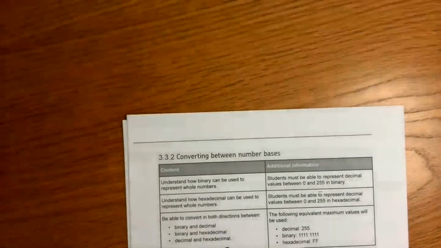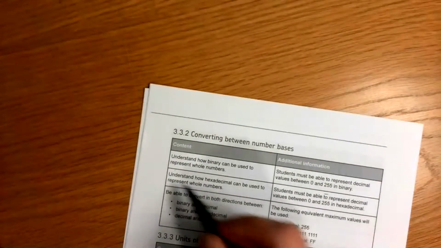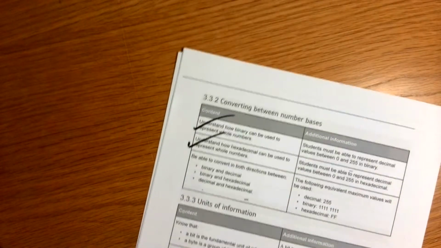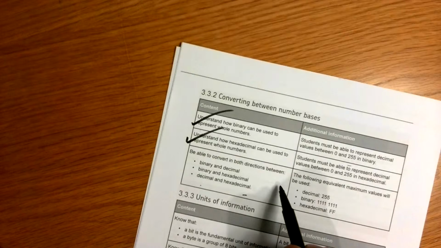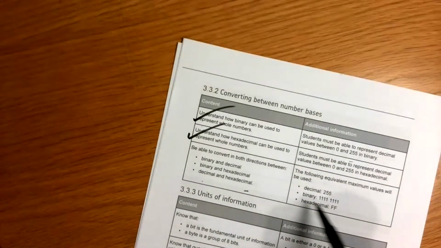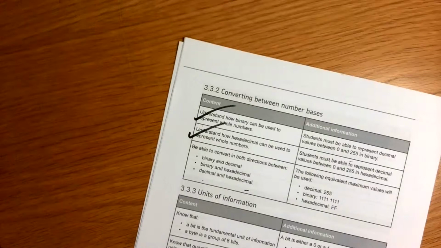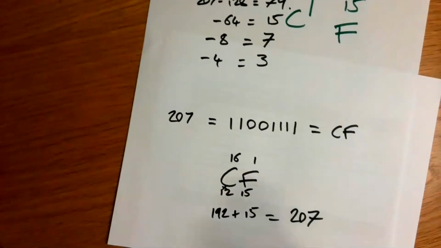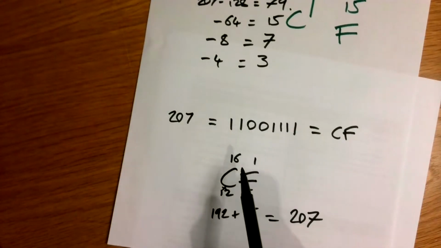Cool. Moving on. Let's go back to here. So understand how binary numbers can be used. We've done that one. Understand how hexadecimal numbers can be used to represent decimal numbers. We've done that one. Be able to convert in both directions: binary to decimal, decimal to hexadecimal, binary to hexadecimal. So using this technique over here, using these sort of easy techniques, these are the ones I would suggest you remember, because then you can get it into every single combination you need to.